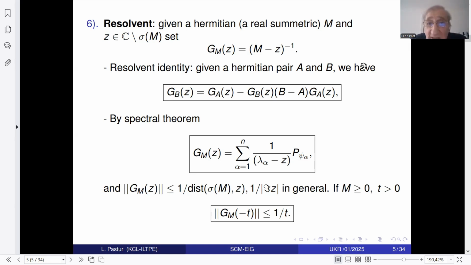In general, you take Z complex, not to have this matrix well defined, because you see it is in the denominator. But we know for sure that if the matrix is Hermitian, there are no eigenvalues outside of the real axis, so the resolvent for any Hermitian matrix is well defined for non-real Z's. And there is a very simple formula which relates the resolvents of two matrices. You have two Hermitian matrices, then you can write this with simple algebra.